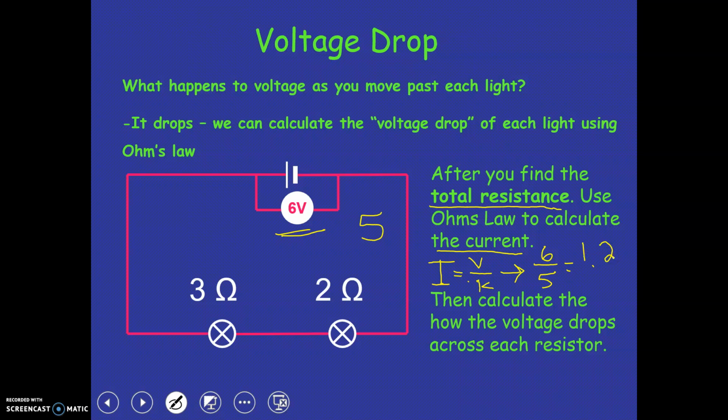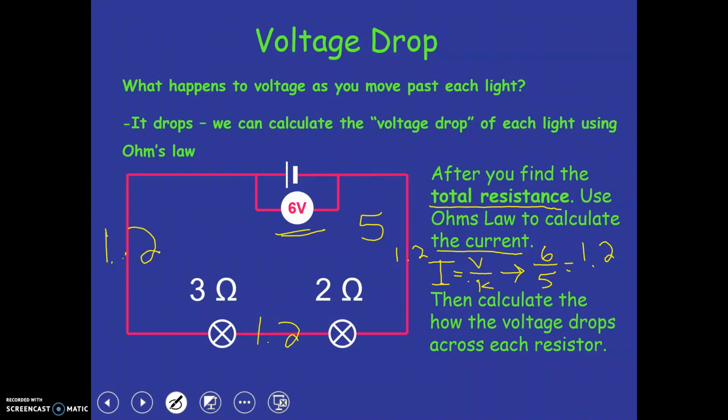So again, we know that in a series circuit, current is going to stay the same. So current is 1.2 on this branch. Current is 1.2 on this branch, and 1.2 on this branch as well.